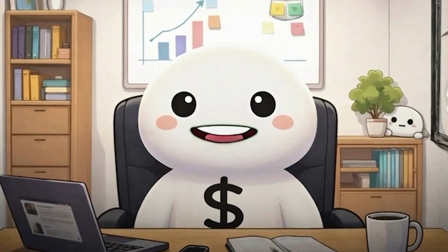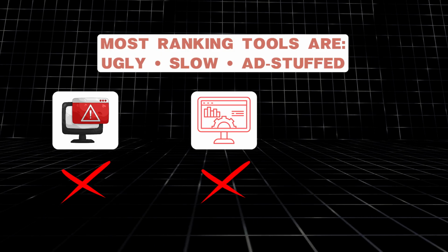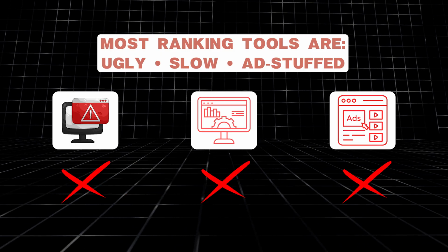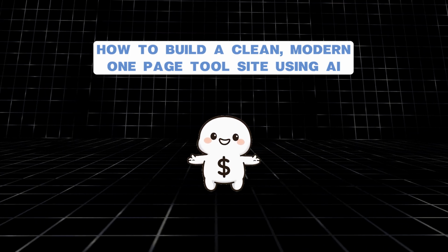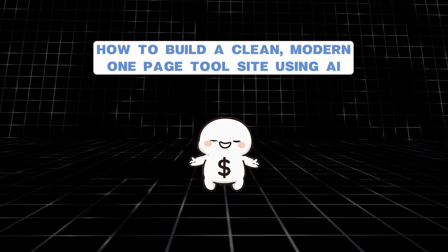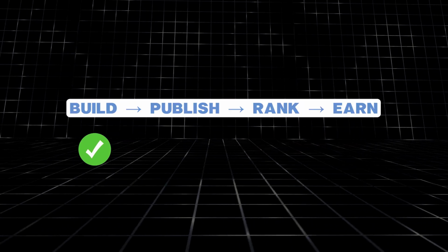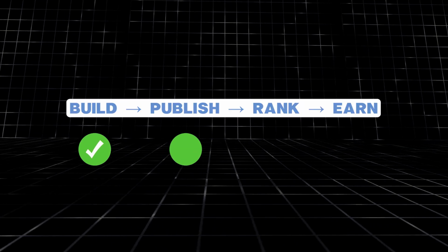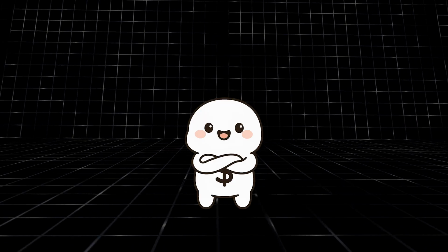And here's the opportunity. Most of the tools ranking right now are either ugly, slow, or stuffed with ads. And in this video, I'm going to show you how to build a clean, modern one-page tool site using AI, even if you can't code. You'll see the full system end-to-end. How to pick a tool, how to generate the code, how to publish it, then how to set it up to rank and earn. Alright, let's get on with it.